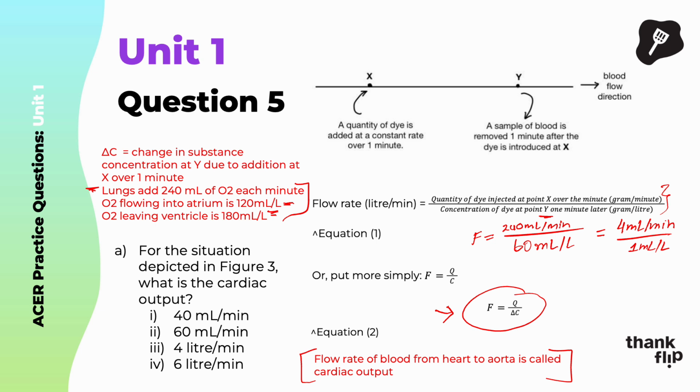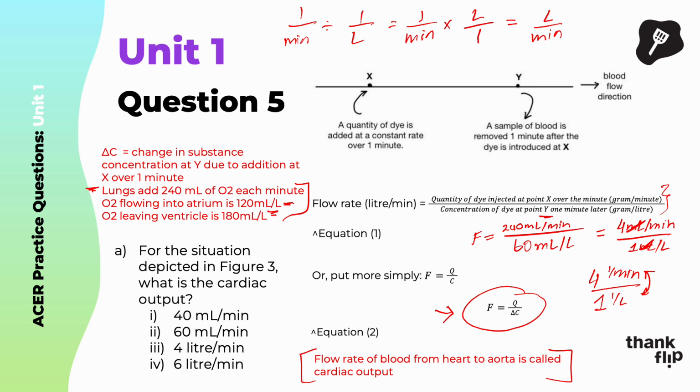Milliliter and milliliter are both here, so I would cross them out like that. And then we have 4, 1 over minute over 1 over liter. Because these are both inverses, we can just swap them around. Or if that doesn't make sense to you, you can go 1 over minute divided by 1 over liter is equal to 1 over minute times liter over 1, and that is liters over minute. So you're left with 4 on 1 liters per minute. So the answer is 4 liters per minute, and that's how you get to that answer.